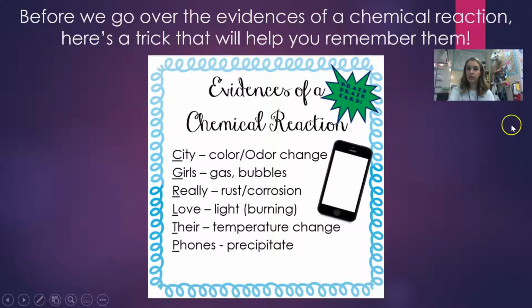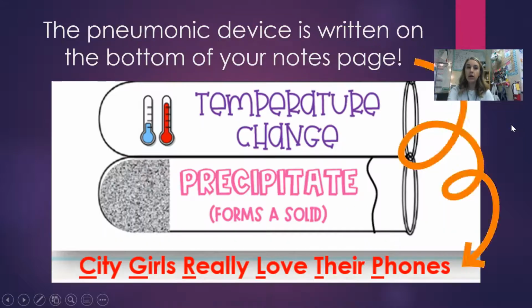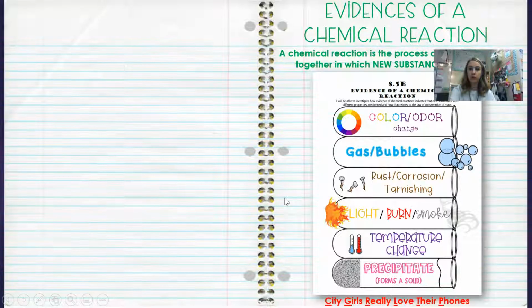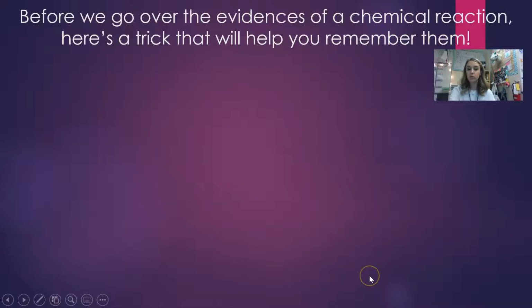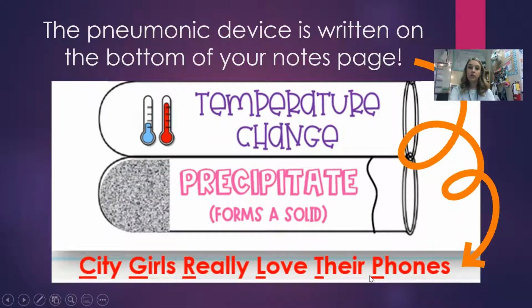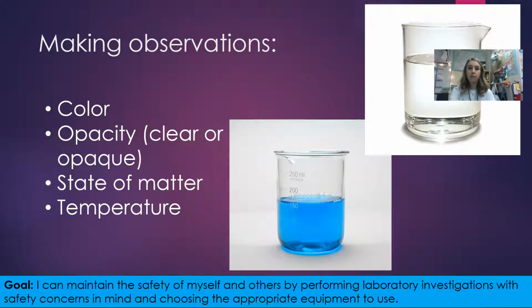So we are going to start with the C. This is also written at the bottom of your notes page. City girls really love their phones. If you look at the notes page, it goes in order: C, G, R, L, T, P, for city girls really love their phones. So that is there so you can remember that.